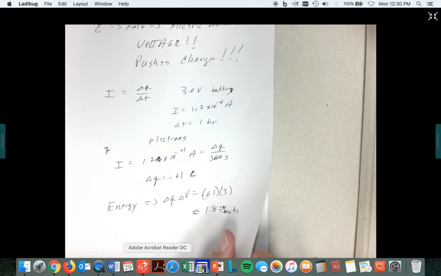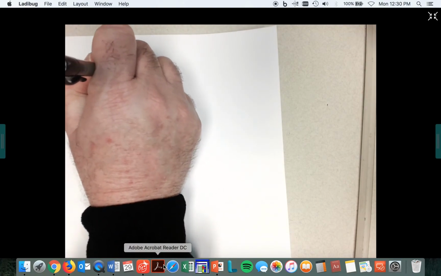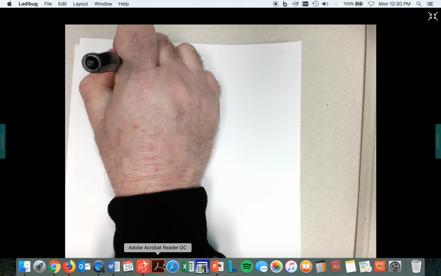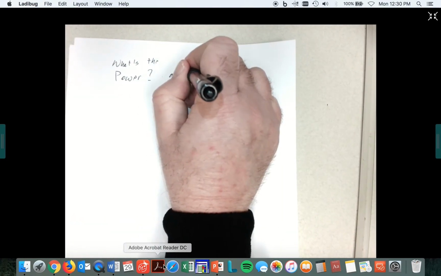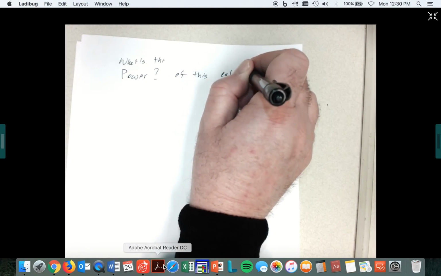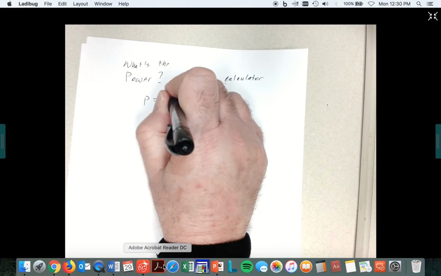Now, here's the next thing I want you to think about. Okay, what's the power? Then what's the power of this calculator? Now, this is jumping ahead, but I want to tie it together because I want to be able to do a conceptual derivation. In other words, so what's the power? Well, we know what power is. It's the joules per second. Don't you ever forget that.